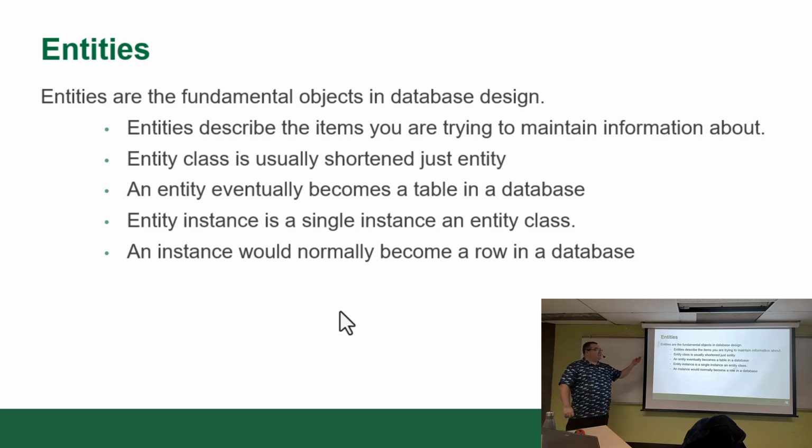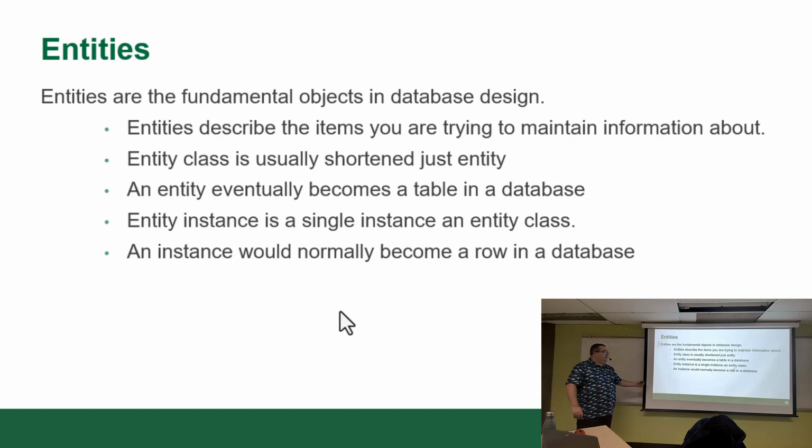An entity class is usually shortened to just entity. Sometimes you'll hit somebody's tutorial and they talk about entity class this, entity class that. It's an entity. Somewhere along the way, the object-oriented people decided to try to make databases object-oriented, so they started calling entities entity classes. They're just entities, same difference. So this is the first and last time you'll hear me say entity class. An entity eventually becomes a table, usually.